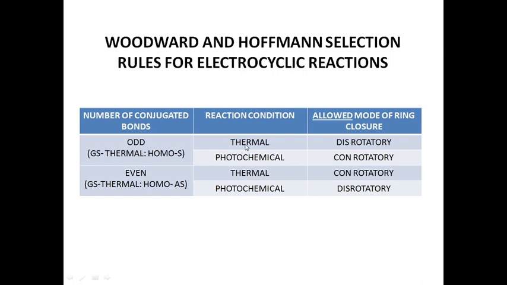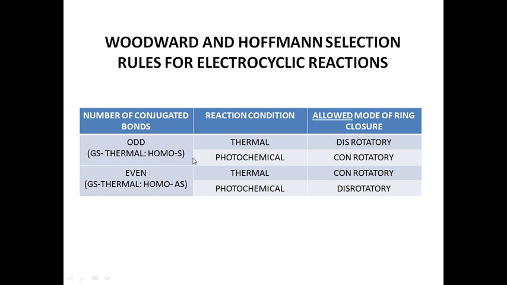If the reaction condition is thermal, the allowed mode of ring closure will be disrotatory. If the reaction condition is photochemical, the allowed mode is conrotatory. Okay, so you can easily understand if the number of conjugated bonds is odd, HOMO becomes symmetric under thermal condition. When you have symmetric, we know it is disrotation. So under thermal condition conrotation is forbidden. What is allowed? Only disrotation.